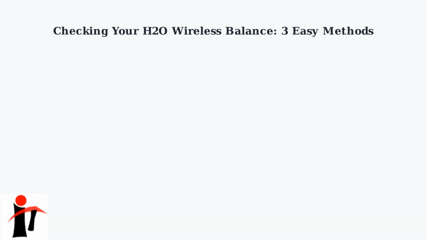H2O Wireless makes it simple to keep track of your minutes, data, and plan expiration date. There are 3 convenient ways to check your balance: using the H2O Wireless app, dialing a USSD code, or logging into the H2O Wireless website.